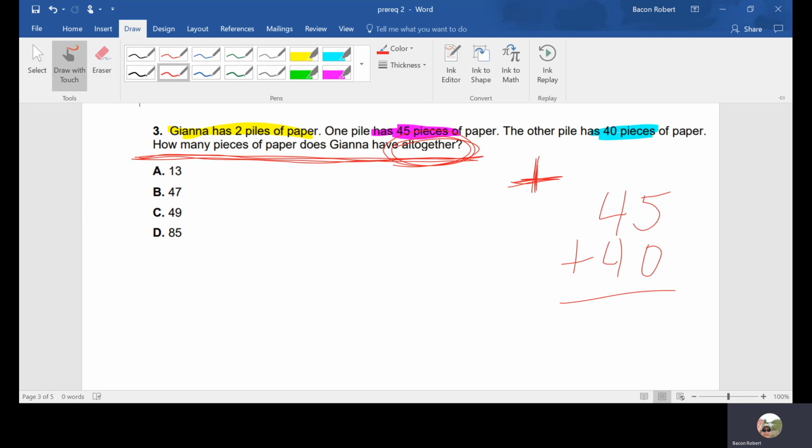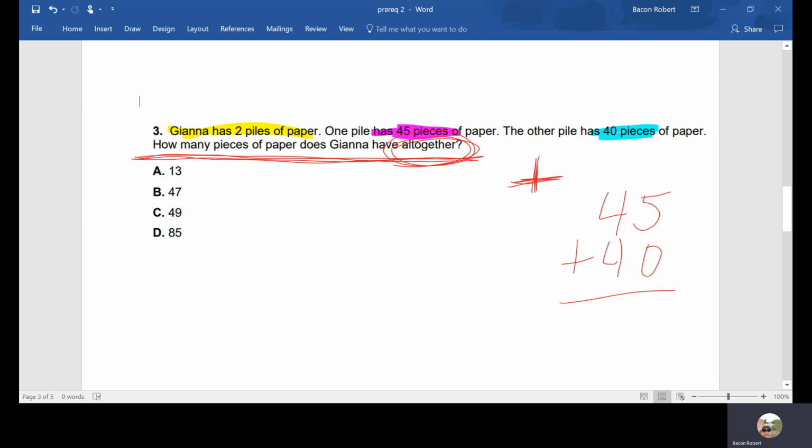And let's go back and use our strategy we just did. The last one, if we're adding 45 and 40, can our answer be 13? No, that's much smaller, and we're adding things together. 47? Not really, if you think about it, because look, we're adding 5 and 0 in the ones place, and 2 4s in the tens place. That means that's going to be much larger than in the 40s. So we can actually eliminate 3 of these. It can't be 13, it can't be 47, it can't even be 49.